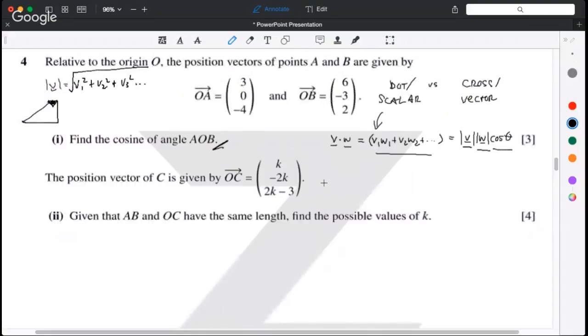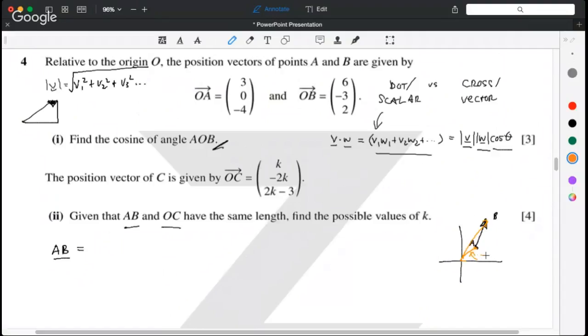Now they've given us a third vector with this unknown k, and they've told us that AB and OC have the same length. Well, first, what is AB? The line from A to B, if we just remind ourselves, imagine here's one point and here's another point. Let's call that A and that B, and I draw a line between them. I want the vector that goes from A to B. To get from A to B, it's perfectly fine for me first to go to the origin and then to go up to B.